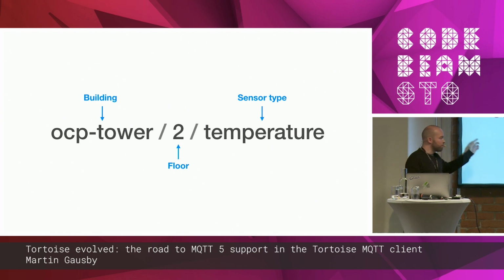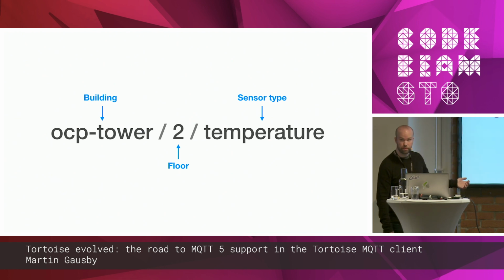The topic is split up. It has a structure. So it has topic levels separated by slashes when we read them. And here I have a building and a floor number and the sensor type. The way that you choose to construct your topology is up to you. Like it's a free-for-all depending on the configuration of the server. So feel free to create your own topic structures. Here I have this one.